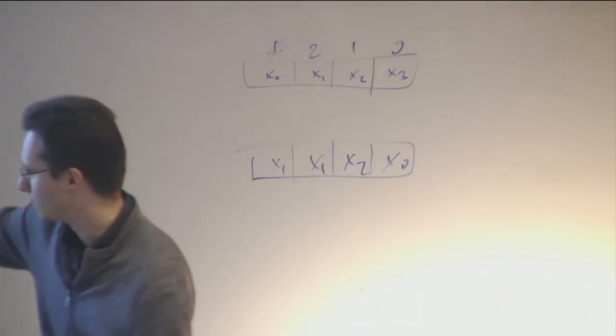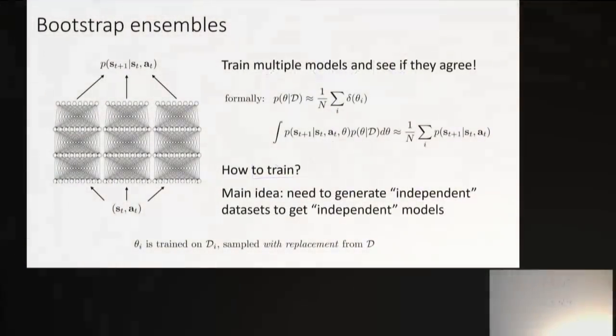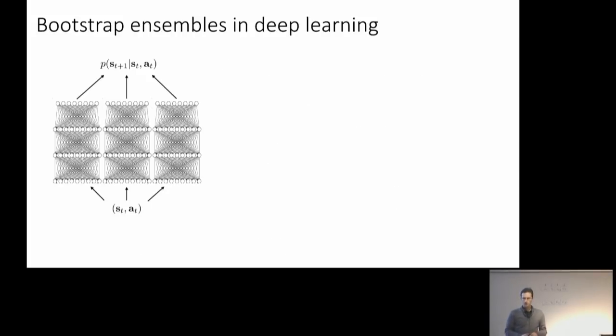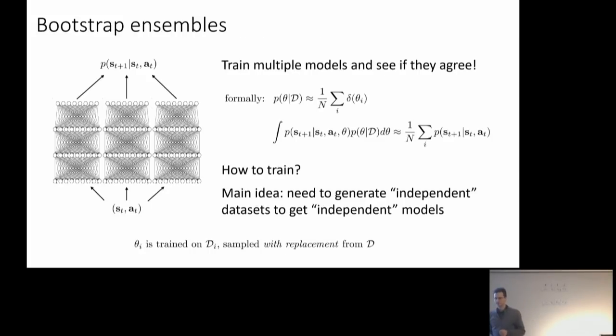You can actually show that if you do this and train your theta i's in this way, you will get an approximation to the parameter posterior. Question? The models are exactly the same, right? Right, exactly. The models are structured in the same way. They're just trained independently of each other on these data sets that have been resampled from D.